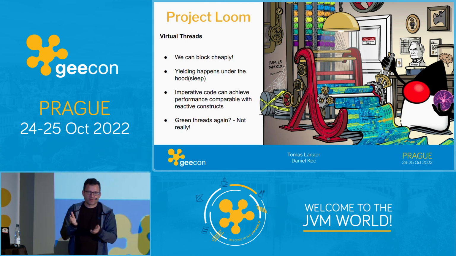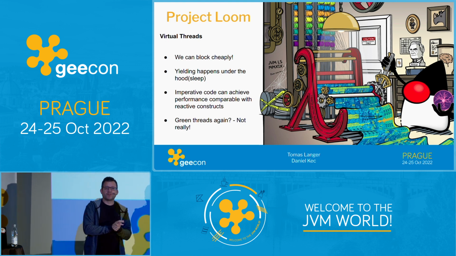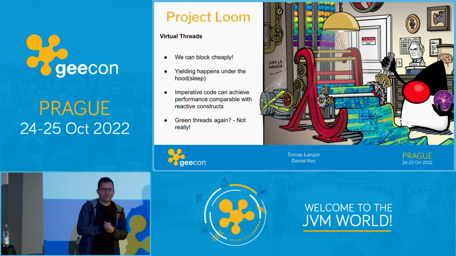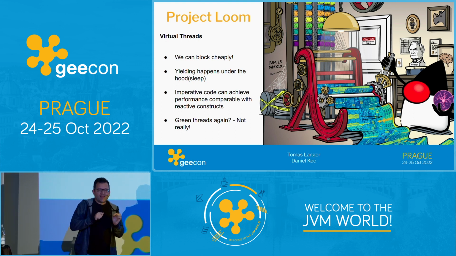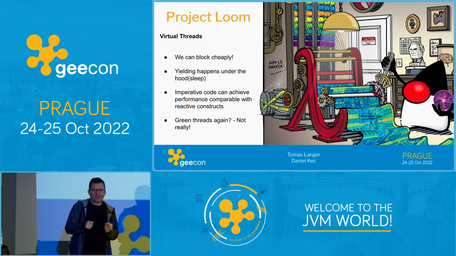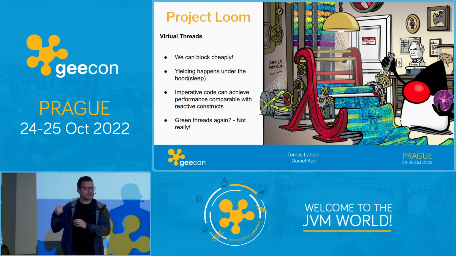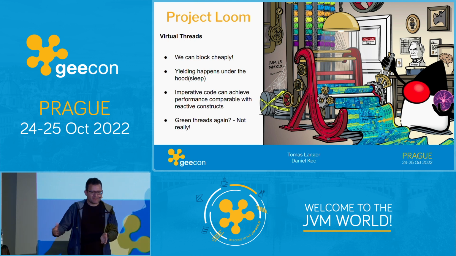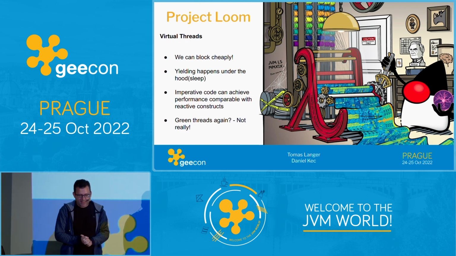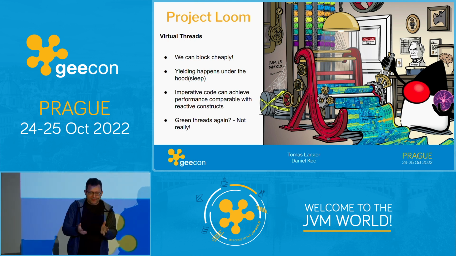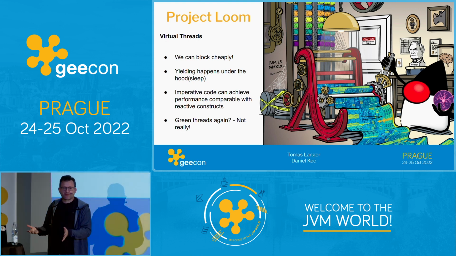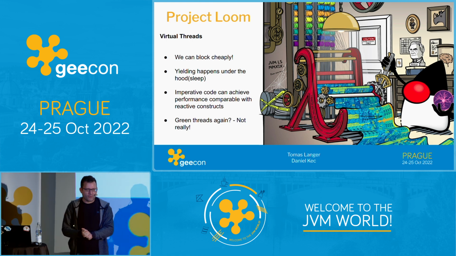So first, we can block cheaply. That's very easy. Quite a lot of stuff happens under the hood, and I honestly like that. I don't want to know when I am executing on a carrier thread and when I'm waiting for some remote party to respond to me. Java knows, so let it handle it, and it will handle it right. And the real thing here is that we can achieve the same or comparable performance to reactive with blocking.